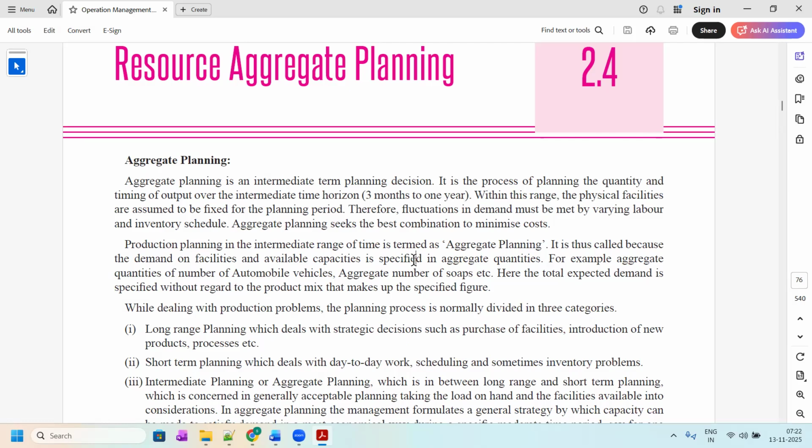Because one thing we know is that the machines, building, and equipment we are going to use are our fixed assets. Whenever there is a change in demand, that change has to be managed by adjusting the number of workers or the inventory level. So the main aim here is to meet the demand at the lowest possible cost.